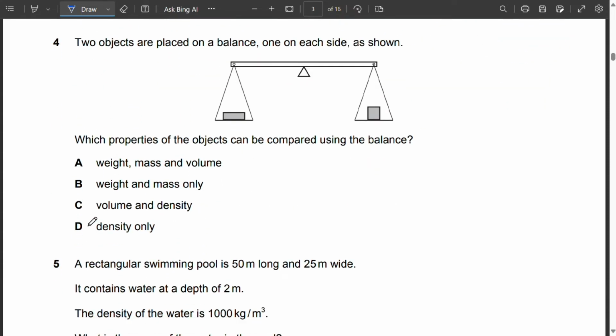Fourth one. Two objects are placed on a balance, one on each side as shown. Which property of the objects can be compared using the balance? We cannot measure volume from this. Weight and mass only, so I think B is the correct option, because you can measure either weight or mass. Volume and density, no, because we cannot measure density. So B is the correct one.